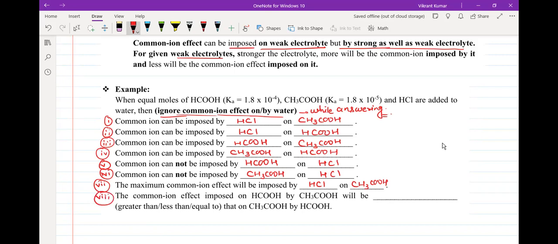Greater than. That means you are saying acetic acid will impose more common ion effect on HCOOH than the common ion effect by HCOOH on CH3COOH, that you are saying? No, no, opposite, no? नहीं ना, ये गरीब है, then will be less than, है ना। Is it okay? The stronger electrolyte will impose more common ion effect. The weak electrolyte will face or will be suffering more common ion effect, है ना। Is it okay, everyone?